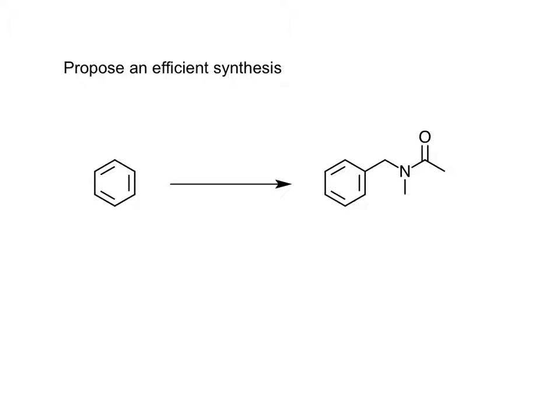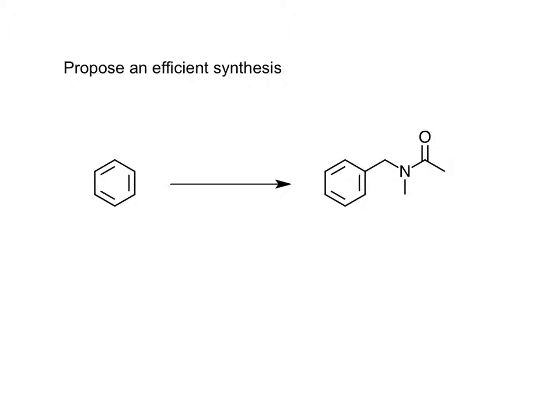Synthesis is a good way to review all the reactions that we've covered, so stop the video and propose an efficient synthesis. So let's look at those structural features and functional groups to tell us how to figure out which reactions to use. So note that benzene has those nucleophilic pi bonds, but it undergoes electrophilic aromatic substitution. Note that the target compound also has the benzene ring, and it also has the amide functional group.